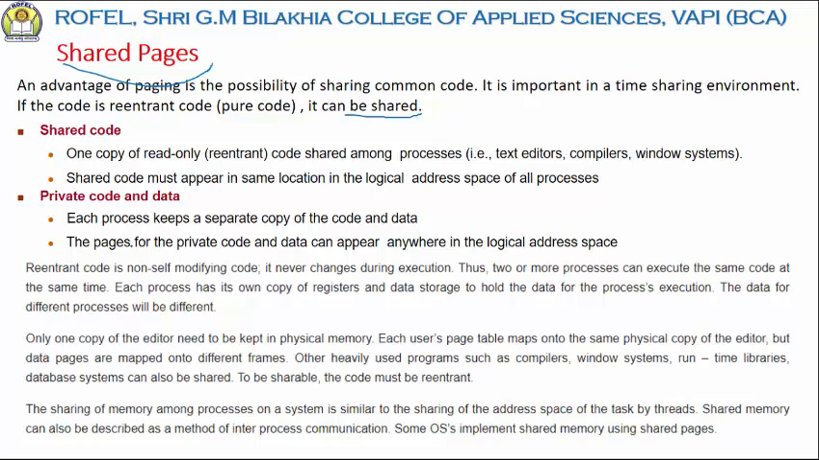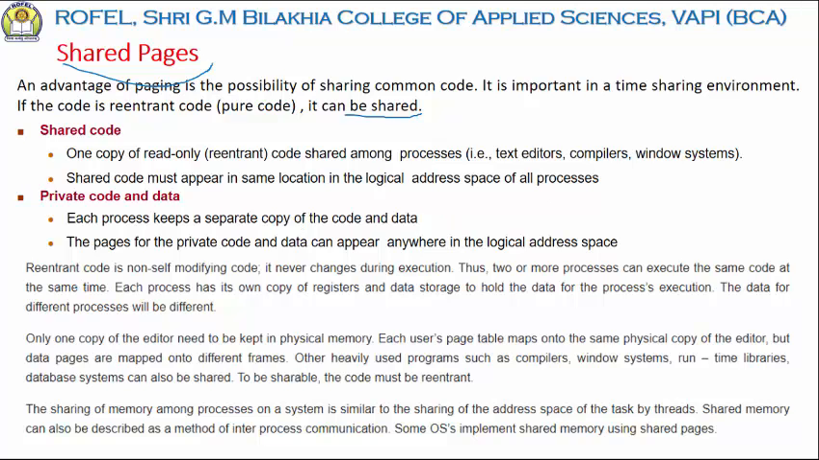Now the private code and the data. What about this data and the private code? This shared code contains the same addresses in the logical address space. In the same way it contains the same frame number in the physical memory. Now the private data and private code. What is it? Each process keeps a separate copy of each and every code and each and every data. That is private code. Now the pages for the private code and data can appear anywhere in the logical address space. The private code and data will use different frames for the different processes.